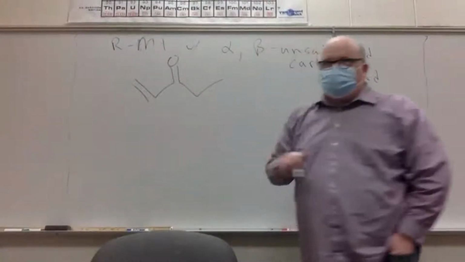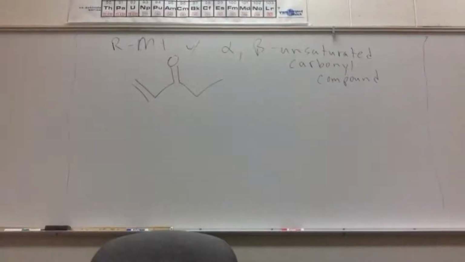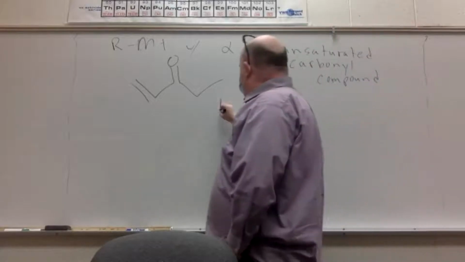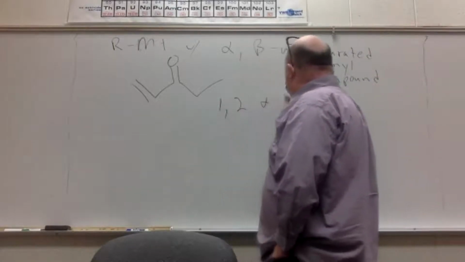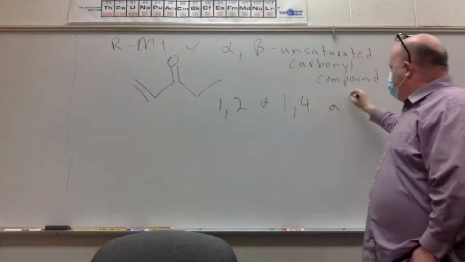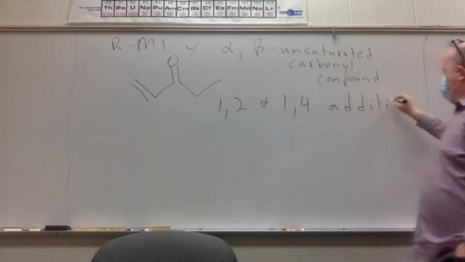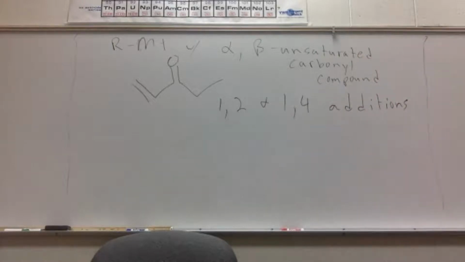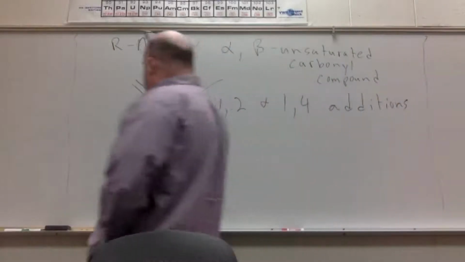Okay, so there's a couple of different reactions you can have here with organometallics. They're called 1,2 and 1,4 additions. And that might sound familiar, right? We did 1,2 and 1,4 additions with conjugated dienes. You can also do 1,2 and 1,4 additions with these guys. It's really simple to remember.